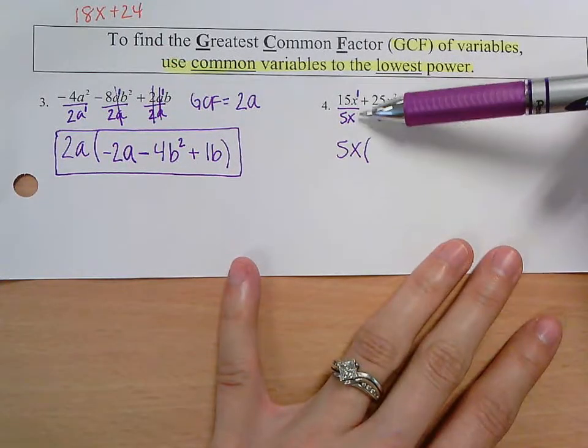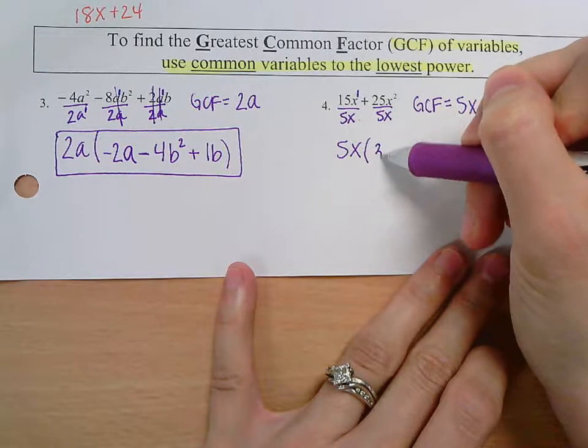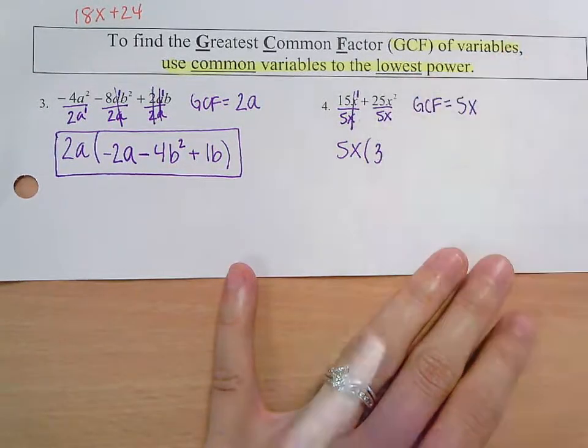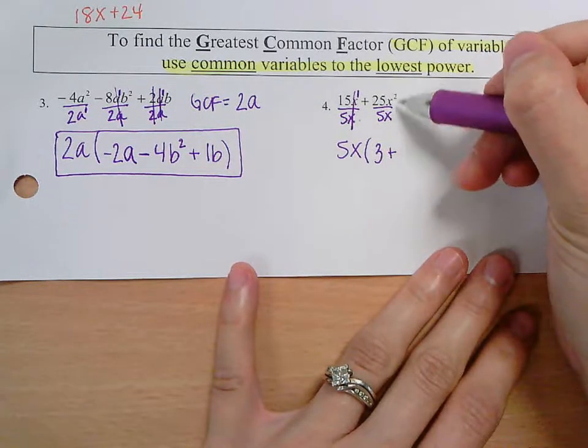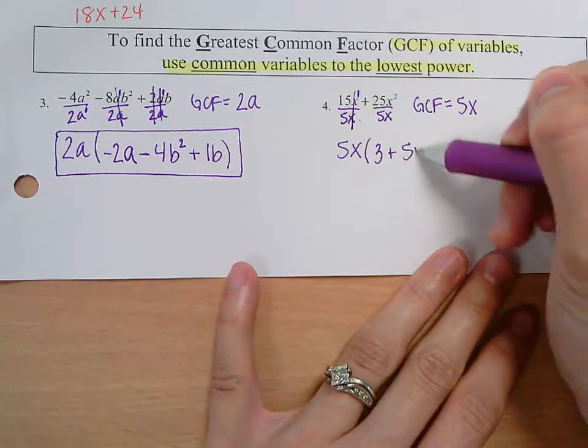What is 15x divided by 5x? It is just 3. Yep, the x's cancel out. And then 25x squared divided by 5x? That is 5x.